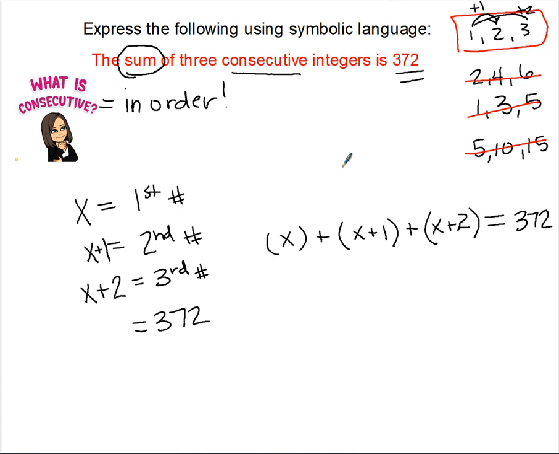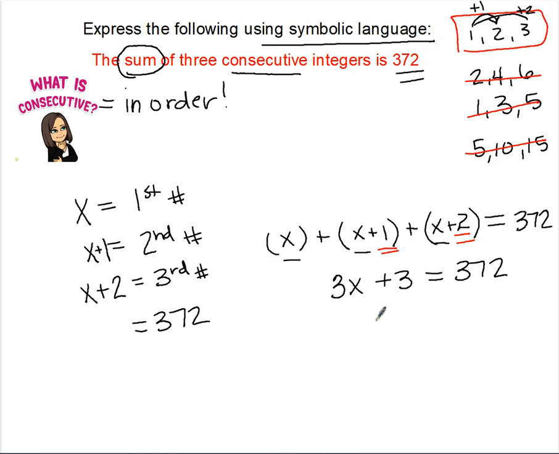Now in this, let's put all of our x's together. 1x plus 1 more x plus 1 more x is 3 x's. Put our numbers together, 1 and a 2. So we're going to have 3x plus 3 equals 372. And now that's all we would have to do because it just wanted us to express it in this.